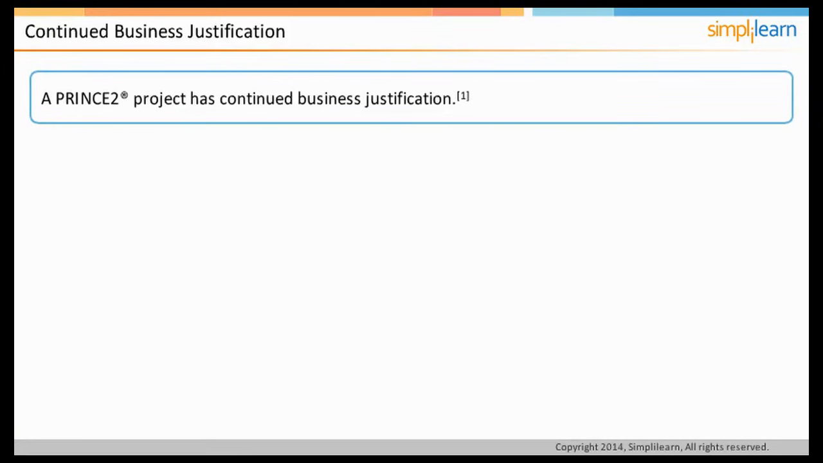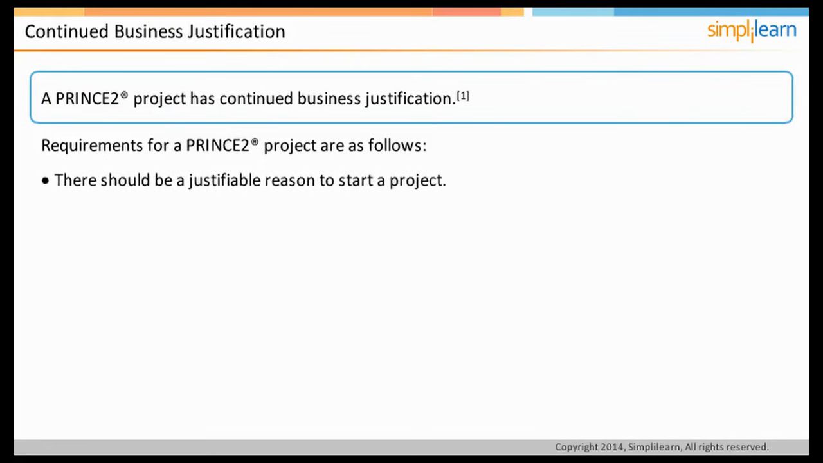Let us discuss the first principle of PRINCE2, that is, continued business justification. A PRINCE2 project must have continued business justification. There should be a justifiable reason to start a project. For example, a popular pizza chain has an online order processing system which allows registered customers to place an order for their products. The same system has been used in the organization to process the order and to deliver the products for the last 3 years.